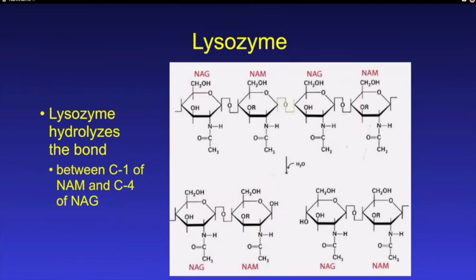What is interesting about the specificity of lysozyme is that it will always break between the C1 of NAM and the C4 of NAG. If I give it a long chain, it will only break between the C1 of NAM and the C4 of NAG and make smaller pieces. And so that was a bit of information about the active site and how lysozyme worked.